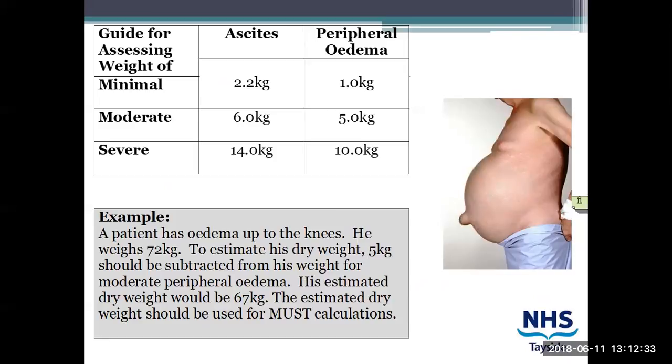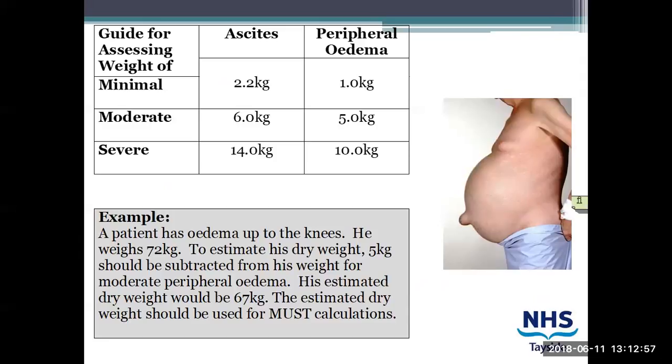For ascites, again, they are estimated, so you would be looking at getting the GP involved. It is using clinical judgment, but thankfully you probably won't have a huge amount of residents with ascites. Just looking at the example there, a patient has edema up to the knees. He weighs about 72 kilograms.